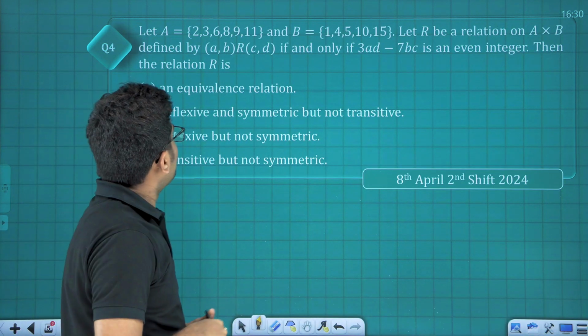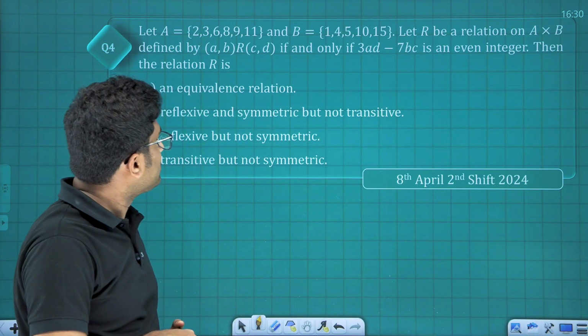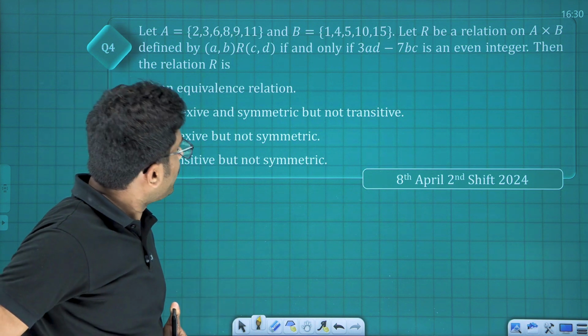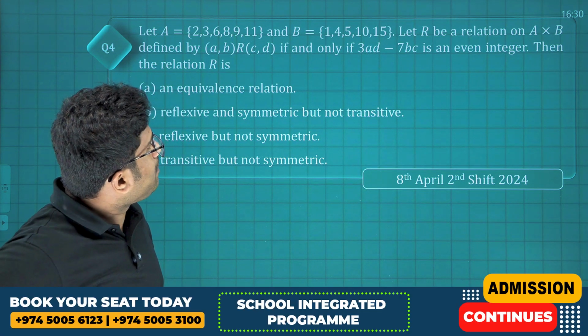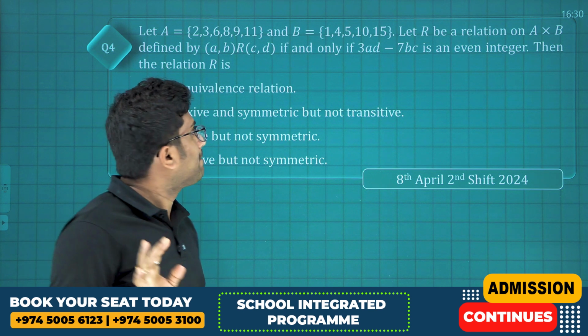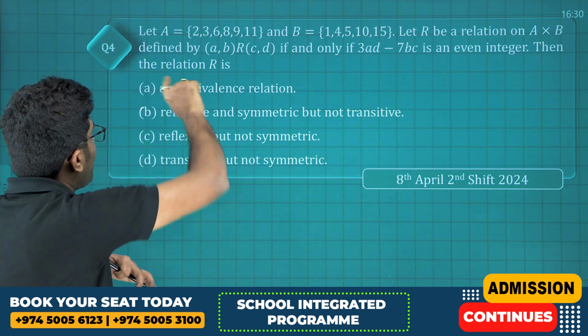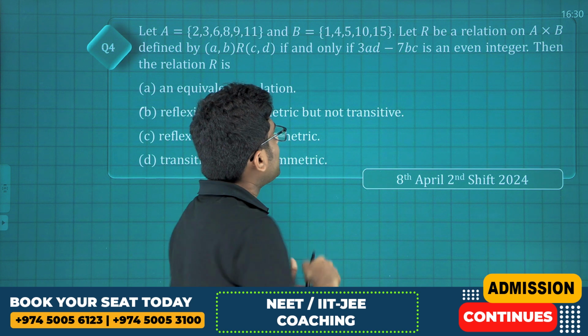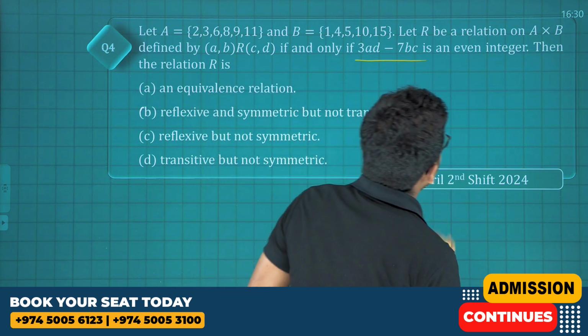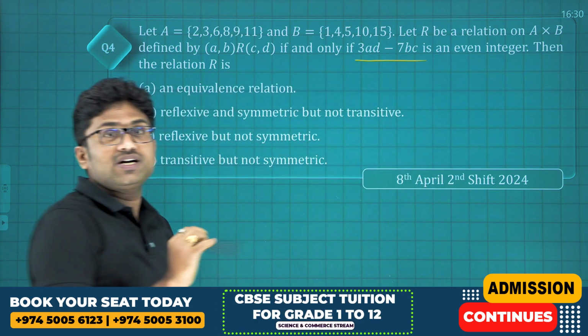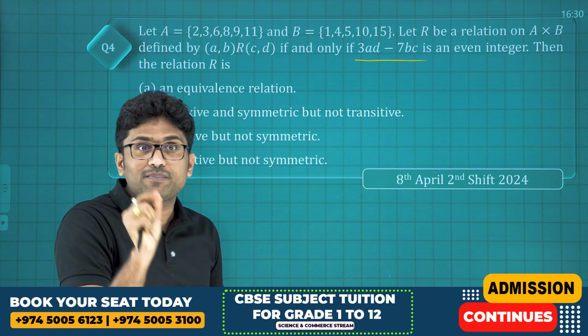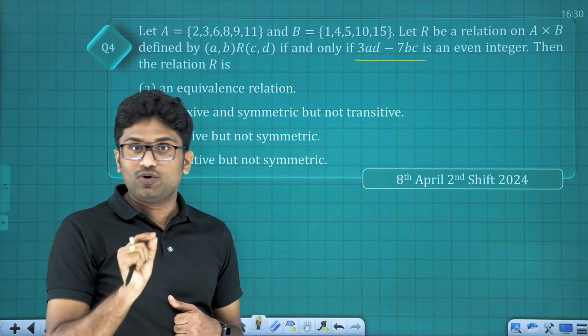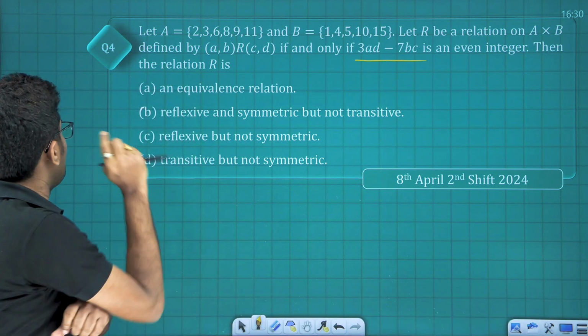Set A is given as {2, 3, 6, 8, 9, 11}. Set B is given as {1, 4, 5, 10, 15}. R is a relation on A cross B, defined by (a,b) related to (c,d) if and only if 3ad minus 7bc is an even integer. Now, what are all the options?